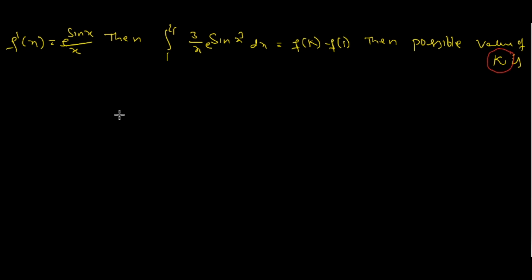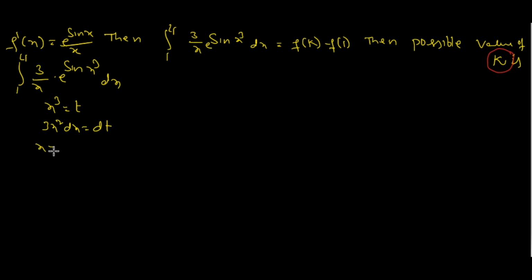Here it is given that f'(x) is equal to e^(sin x)/x. Then the integration from 1 to 4 of 3/x times e^(sin x^3) dx is equal to f(k) minus f(1). Then the possible value of k is dash. So now find the value of the integration from 1 to 4 of 3/x times e^(sin x^3) dx. Take x^3 equal to t. So 3x^2 dx is equal to dt.